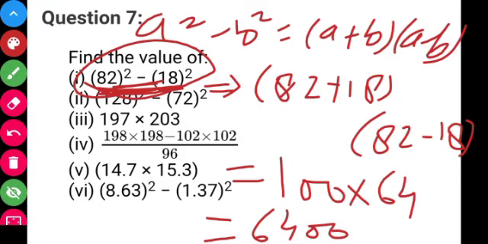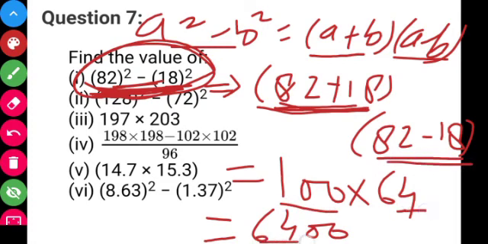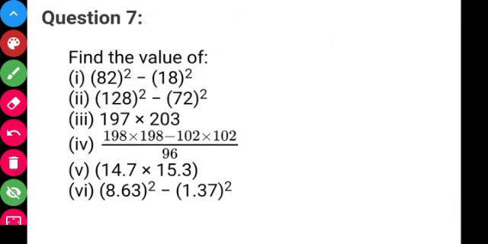Understand? The question is given, find the value of this. This is in the form of a square minus b square. You know a square minus b square is equal to a plus b into a minus b. So 82 plus 18 is 100, into 82 minus 18 is 64. So this will be 6400. Understand? You can do this also similarly.